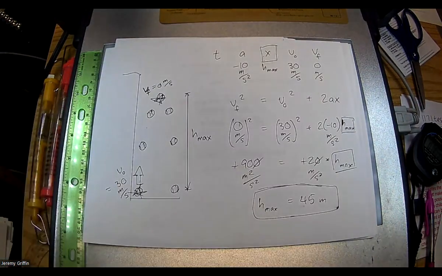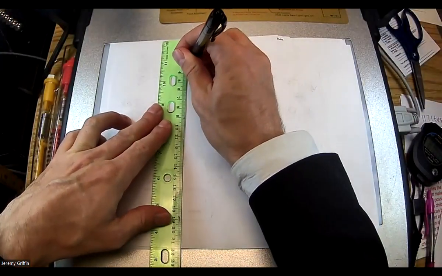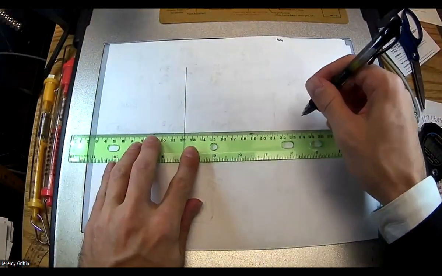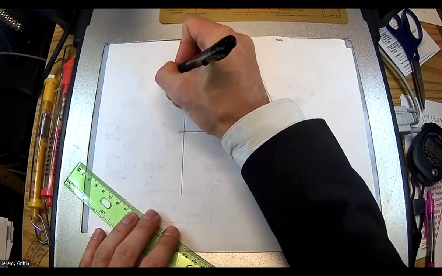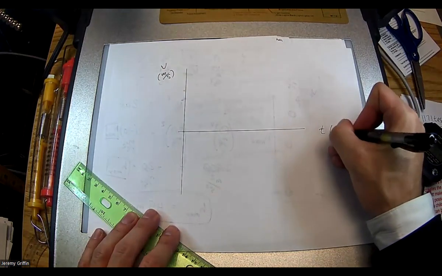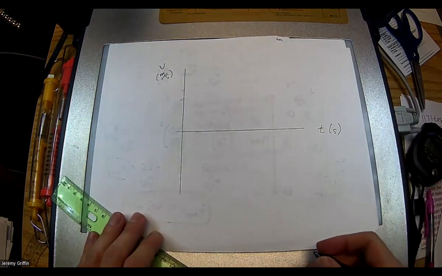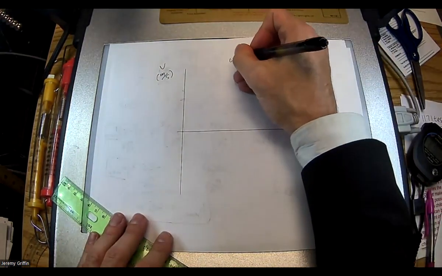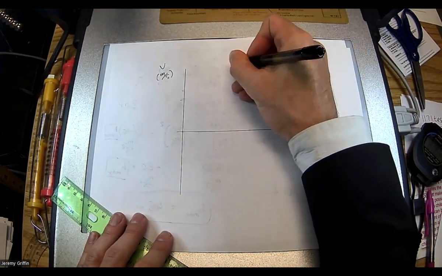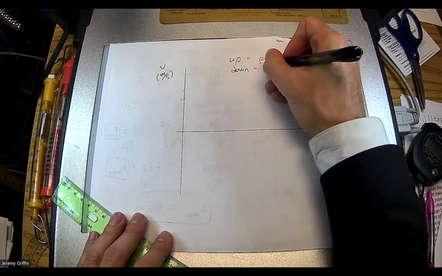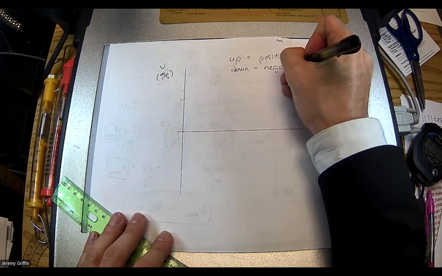Okay. Let's do one more perspective, and then we'll switch over to Kahoot. Let's do a graphical perspective of this. Okay, so same scenario. I'm just going to do a v versus t graph. This is v versus t. Velocity in meters per second as a function of time in seconds. Okay. Let's call up positive and down negative. So up is positive, down is negative. That's the way we just solved it anyway, right?